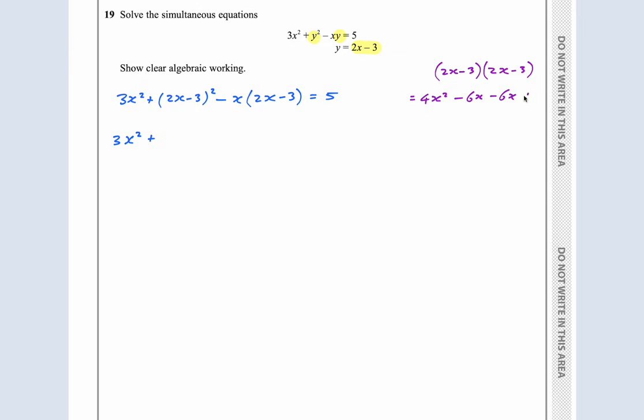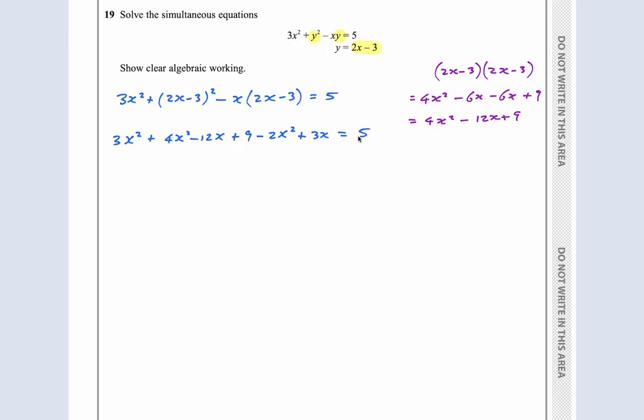This times this minus 6x. This times this plus 9. So it's 4x squared minus 12x plus 9. That I'm going to sub in here. So this is 4x squared minus 12x plus 9. Then I'm going to multiply this out. Minus x times 2x is minus 2x squared. Minus x times minus 3 is plus 3x equals 5.